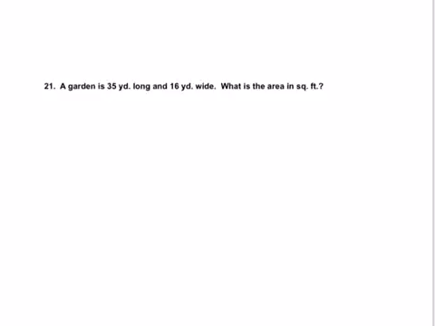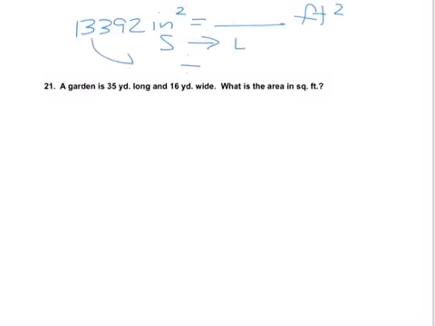equals 13,392 inches squared. But I want to know square feet, so I have to take my 13,392 inches squared equals how many feet squared. So again, I would go small to large, and when I go small to large, I divide. So I take that number, 13,392, divided by how many inches are in a foot, and that would be 12, 12 squared, and my answer is 93.